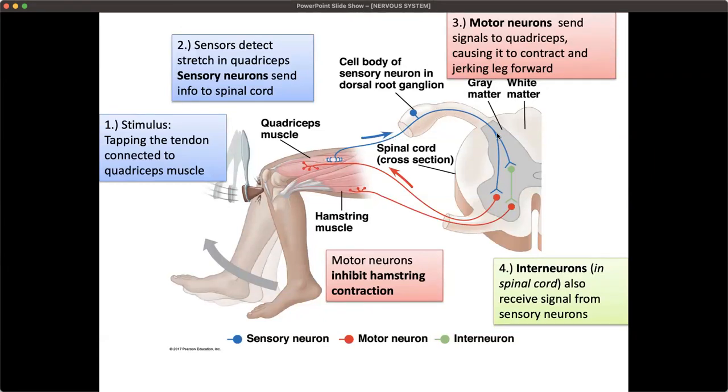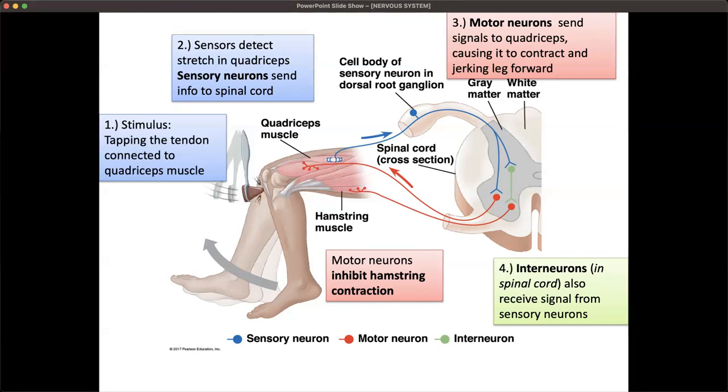Once it reaches your spinal cord over here, there will be a gray matter, where you can find the end of the sensory neuron, and there's an interneuron connecting the sensory neuron and the motor neuron. The motor neuron sends the signals to your quadriceps, causing it to contract and making your leg jerk forward, or straighten. And the interneuron over here, which is located in the spinal cord, also receives the signal from the sensory neuron.